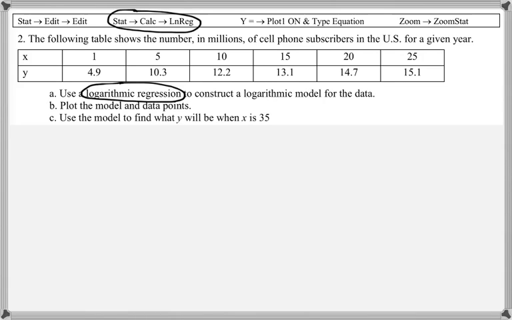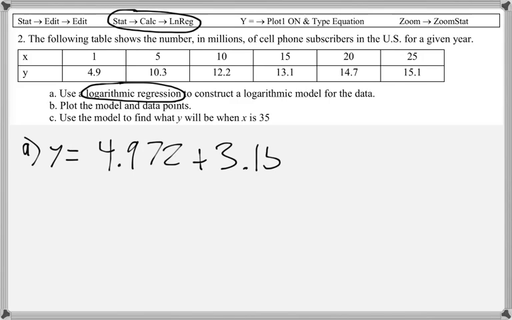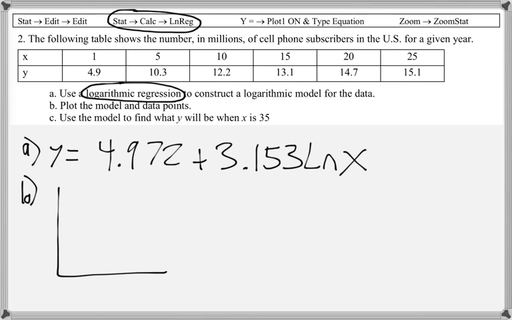So if you type in the data, then you should get y is equal to 4.972 plus 3.153 times ln of x. So a logarithmic regression models this with the natural log function. And your graph will look something like this.